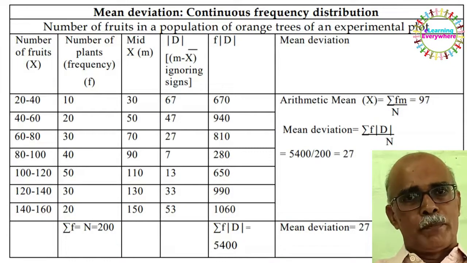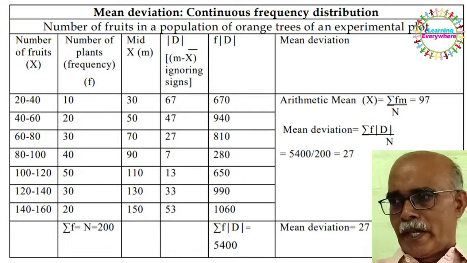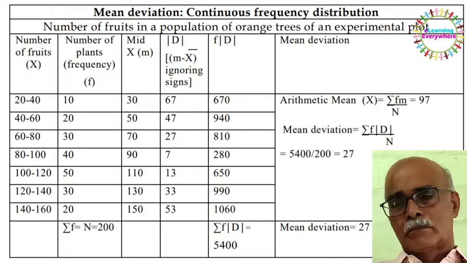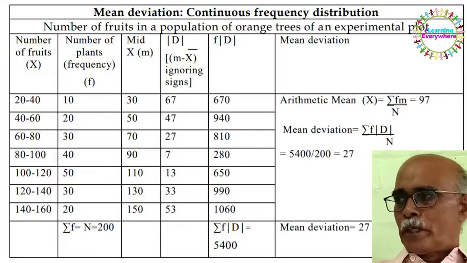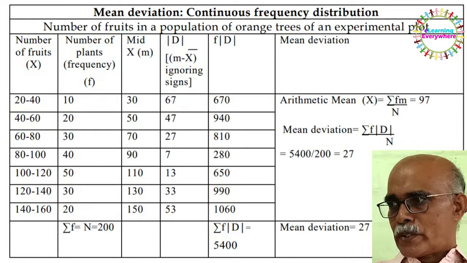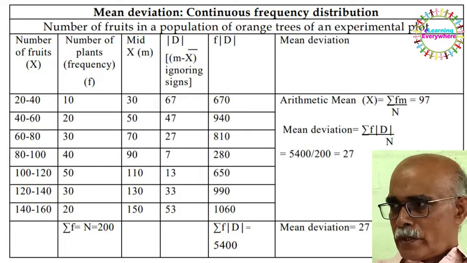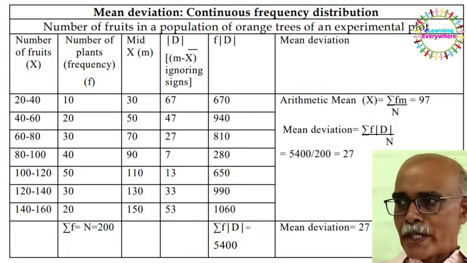And here also the first step is to find out the total number of units, n, and n is equal to sigma f. And in the given example, it is 200. And here also the next step is to calculate the arithmetic mean. Arithmetic mean in the case of continuous frequency table is sigma fm by n. m is the middle value of x.